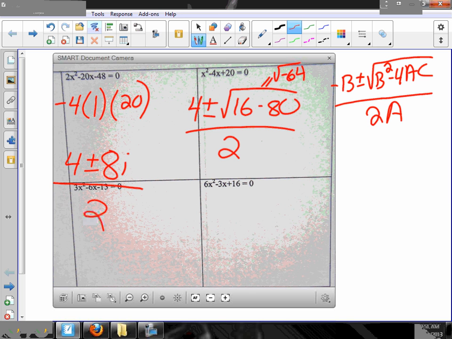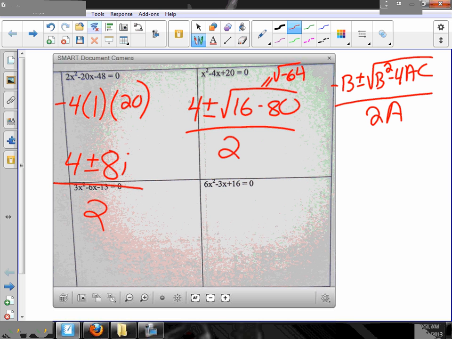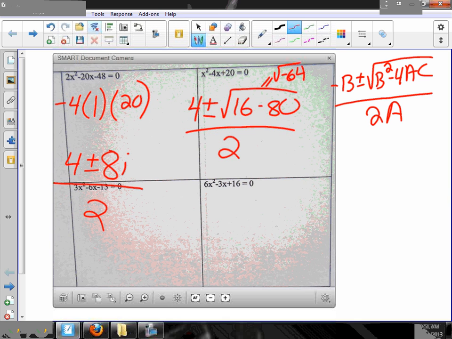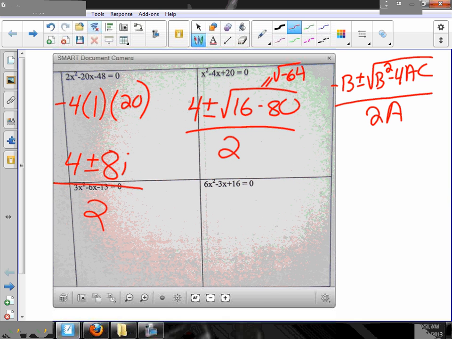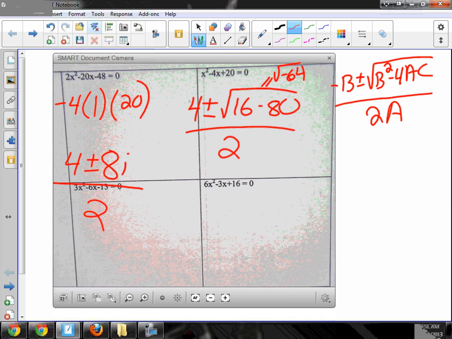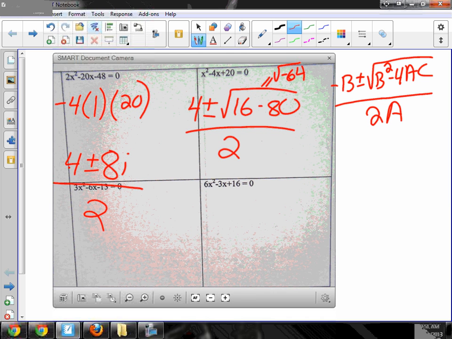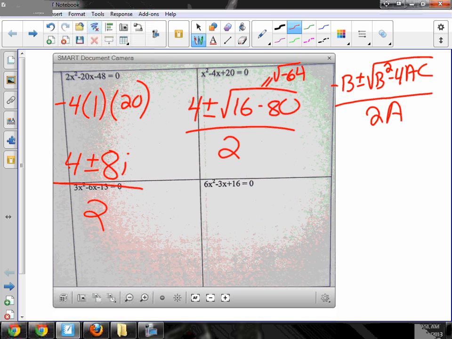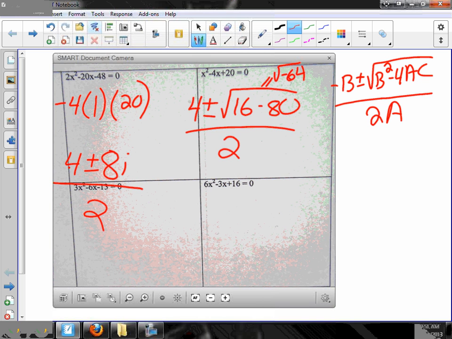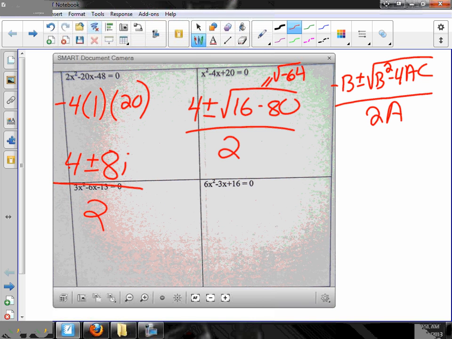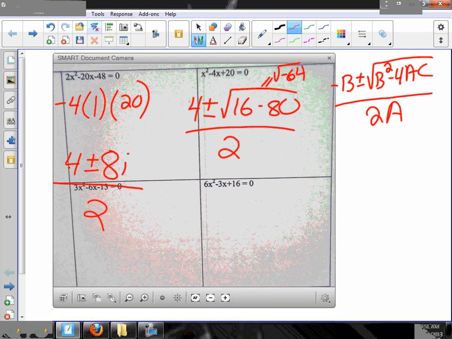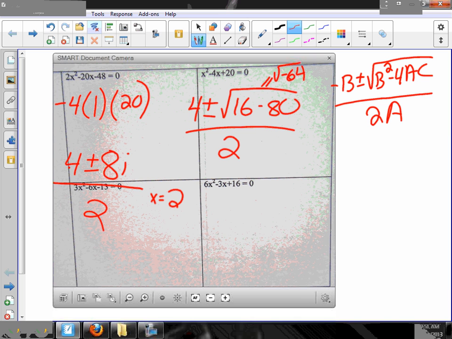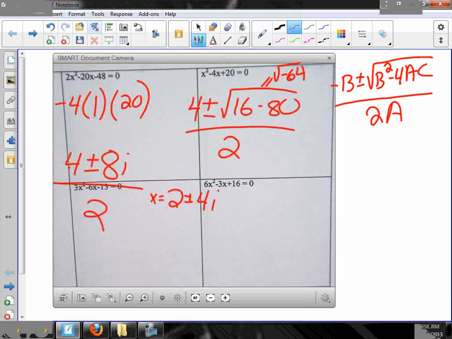Can I simplify that any further? Does 2 go into 4 and into 8? Yes. Now this only works if it goes into both of them. If this was 5 plus or minus 8i over 2, you cannot simplify it. So the 2 has to go into both terms. So 4 over 2 is 2, 8 over 2 is 4. So the answer is x equals 2 plus or minus 4i.